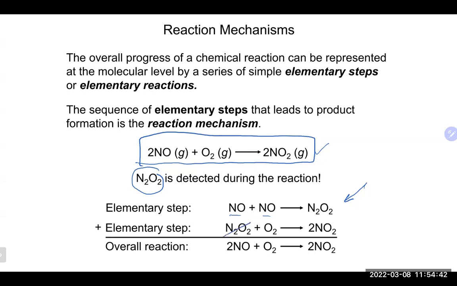And by adding these together, these guys would cancel. Again, anything that is on opposite sides of the arrow, that's the same, will completely cancel or can reduce down as well. And what we're left with is everybody on the left stays on the left. So 2 NOs, 1 O2, and 2 NO2s on the right-hand side of the arrow.